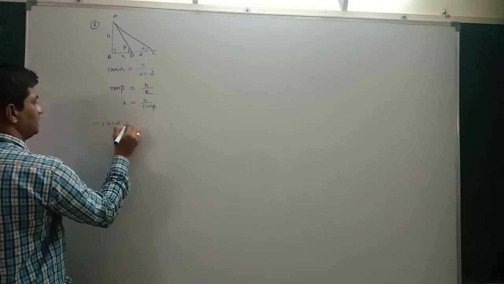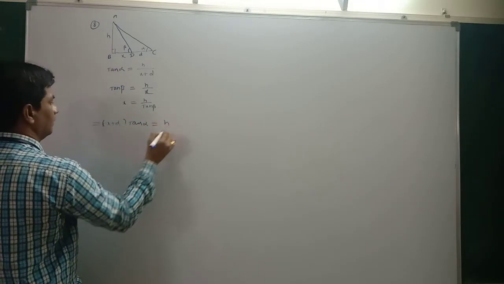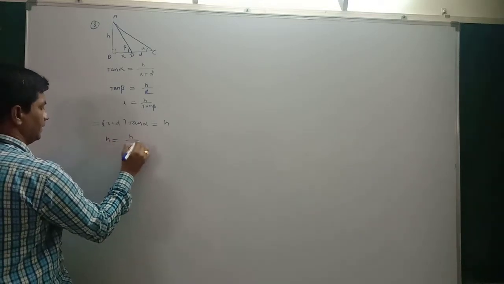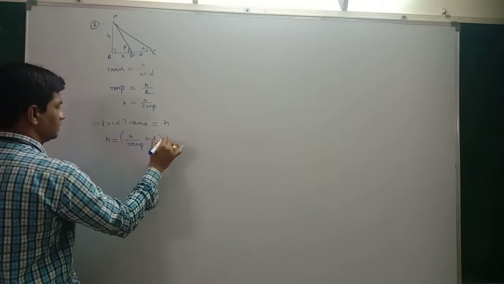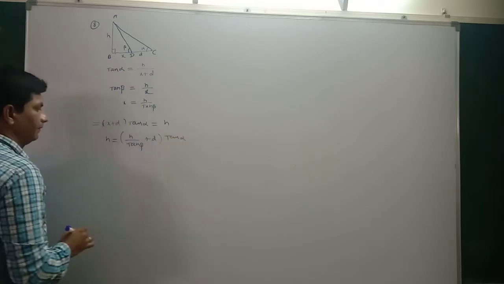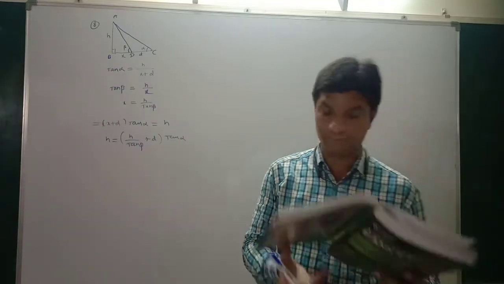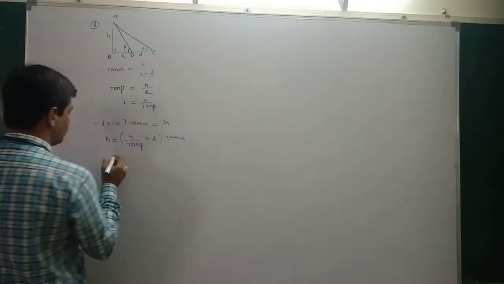Cross multiplication. x plus d into tan alpha is equal to what? h. So this is h equal to x plus d, h by tan beta plus d, into tan alpha. Okay. Now if you simplify this, let us check the options given. The options are given in terms of cot. How much can you write this one?